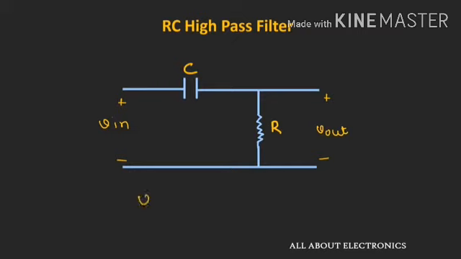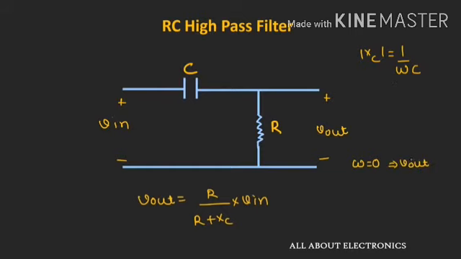Just by applying the voltage divider, we can write Vout as R divided by R plus Xc into Vin, where Xc is nothing but the reactance of this capacitor, and we know that this reactance Xc can be given by the equation 1 divided by omega C. Now let us consider the two extreme cases. At omega equal to 0, the reactance of this capacitor will be infinity, and because of that Vout will be equal to 0. At omega equal to infinity the value of this reactance will be 0, and hence Vout will be equal to Vin.